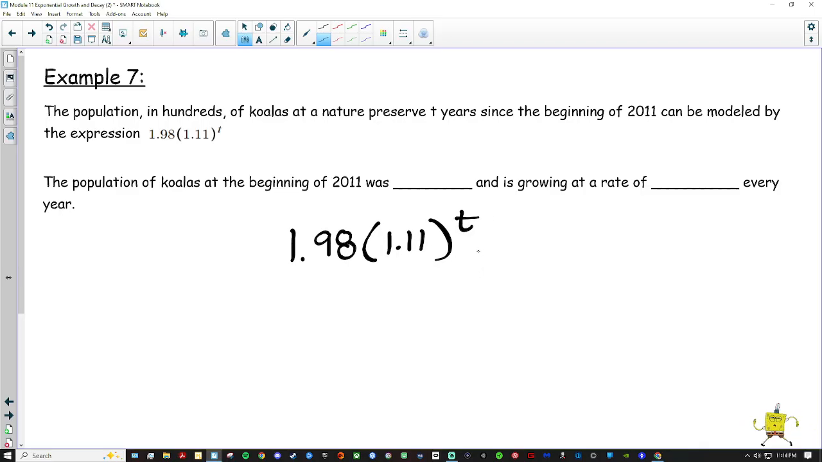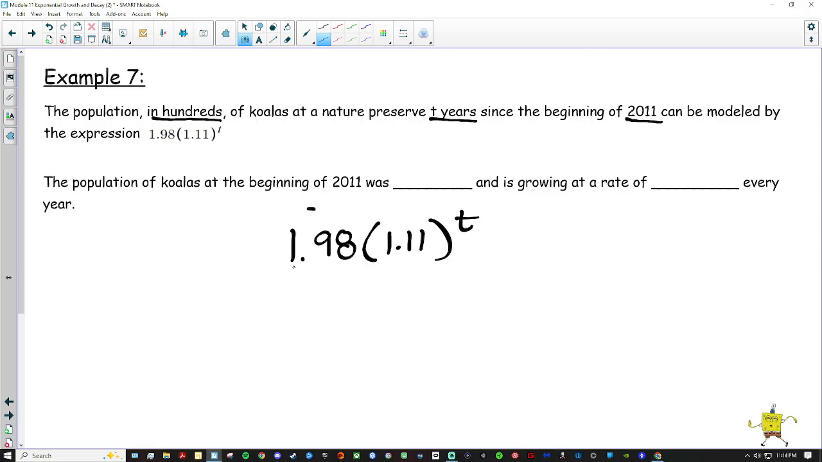And there's a couple things we have to remember. First off, this is the population in hundreds, okay? So whatever number we see, we need to multiply it by 100 to get the actual number. We know t is the number of years since 2011. And that's all that the problem tells us.